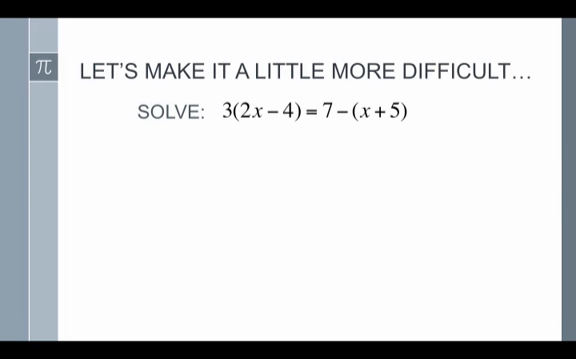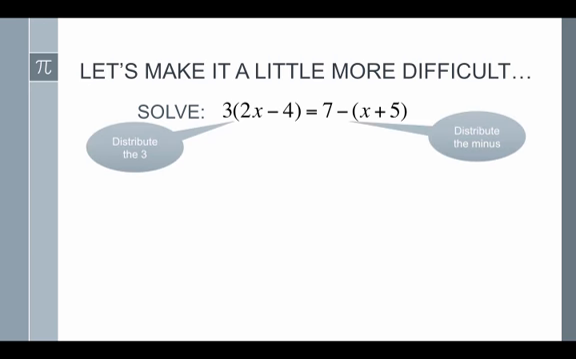All right, let's take a look at a little bit more difficult problem here. All right, so what's our first step going to be? Well, now we see we have parentheses. And the first thing I've got to do is get rid of these parentheses. So I need to distribute the 3 on the left side, and I need to distribute the minus, or some of you may think of it as a -1, on the right side.